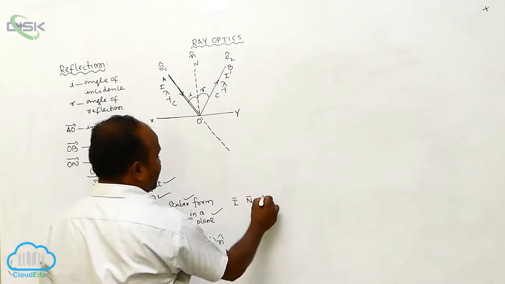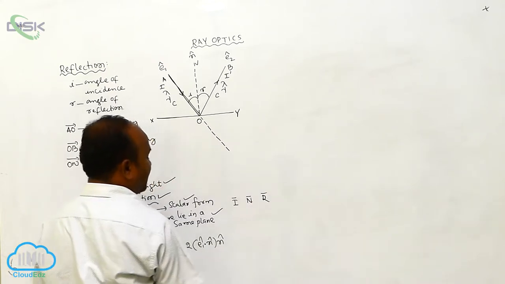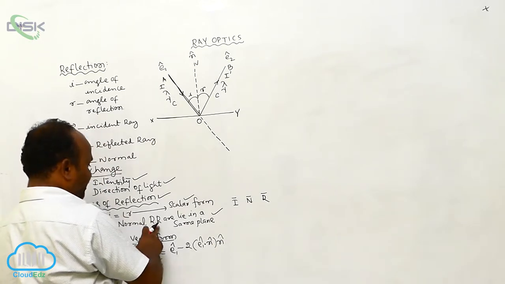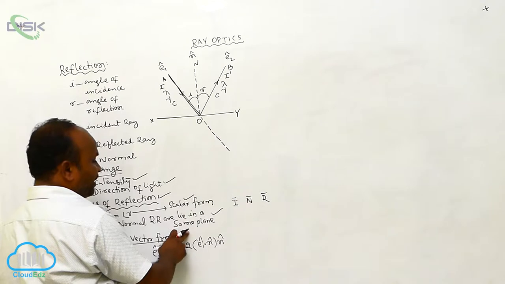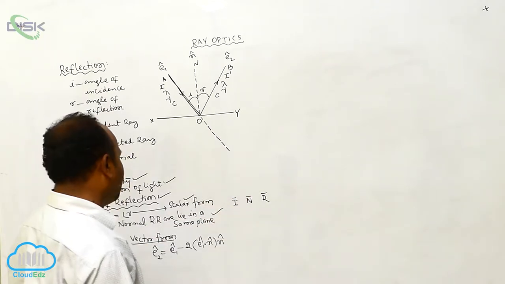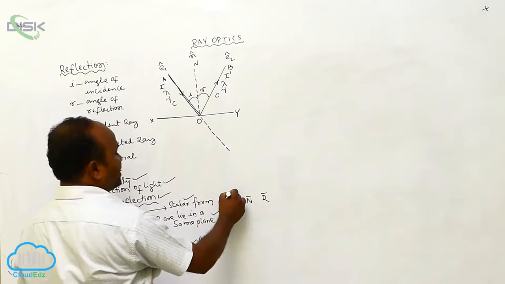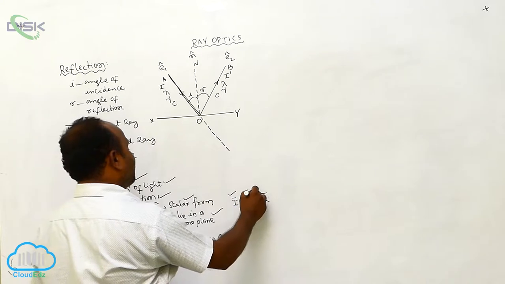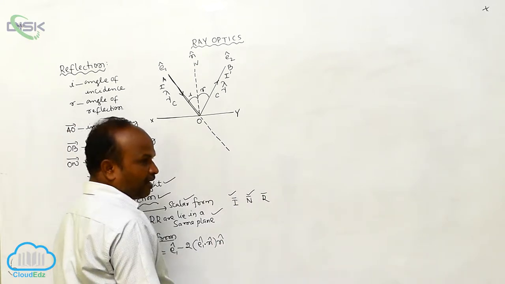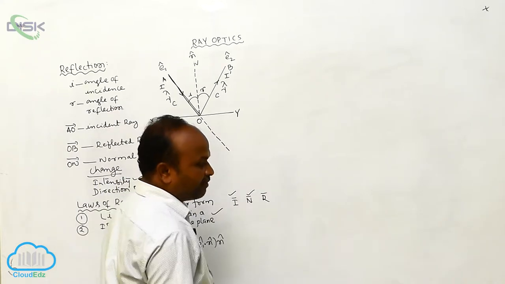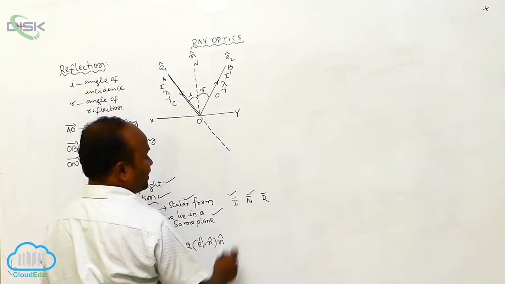Next, the reflected ray is represented by R cap. Therefore, the incident ray, normal, and reflected ray lie in the same plane. In other words, the incident ray is represented by I cap vector, the normal is represented by n bar vector, and the reflected ray is also represented by r bar, a vector.